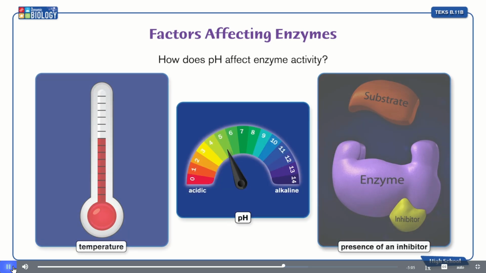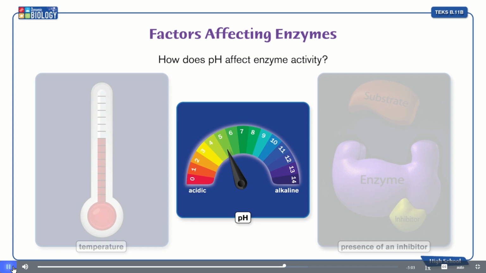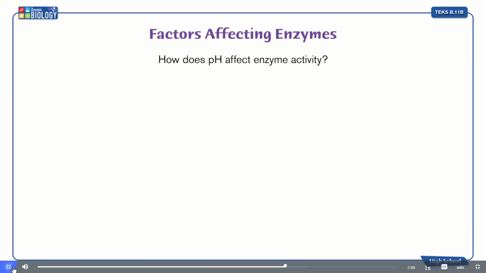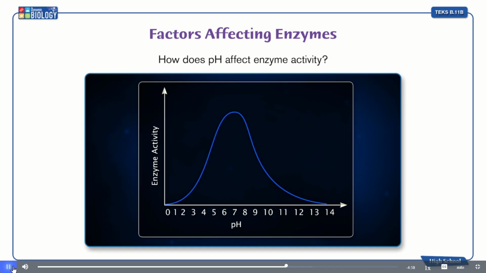Next, let's examine how pH affects enzyme activity. pH is the measure of how acidic or basic an environment is. A pH of 0 is the most acidic environment, a pH of 14 is the most basic environment, and a pH of 7 is neutral. This graph illustrates how enzyme activity is affected by pH. Just as with temperature, enzymes have an optimal pH.